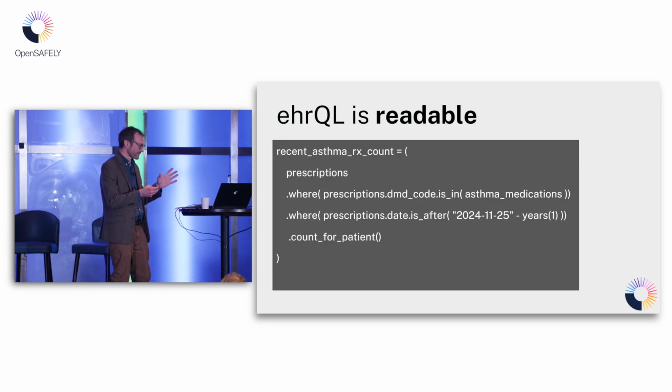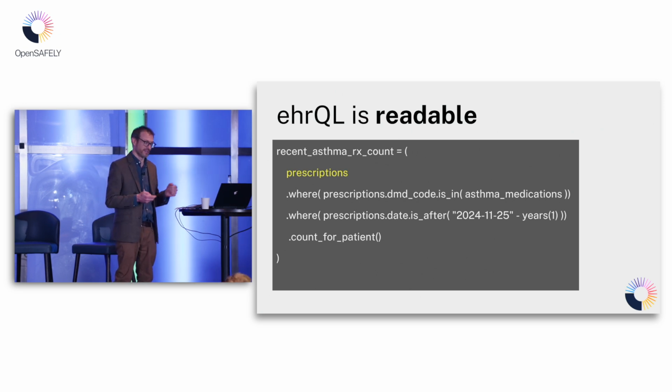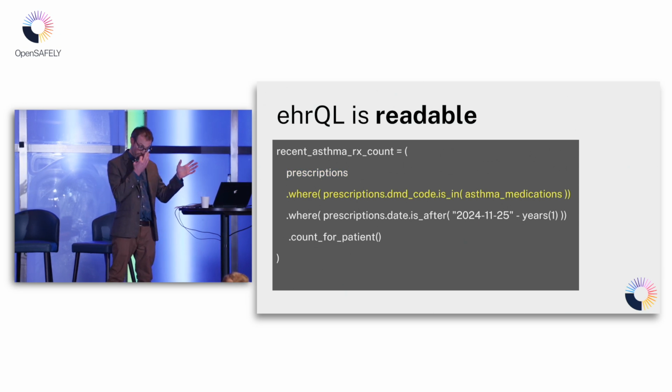So here we've got a little fragment of ehrQL which counts prescriptions. So for each patient in the database, it counts how many prescriptions for asthma medication they've had in the last year. And we start by choosing a table in the database, and then we filter it so it contains just prescriptions where the drug code is in a code list of asthma medications, available from opencodelists.org. We filter it again to contain just prescriptions which have been in the last year. We count the number for each patient, and finally, we give the whole thing a meaningful name so we can refer to it later.